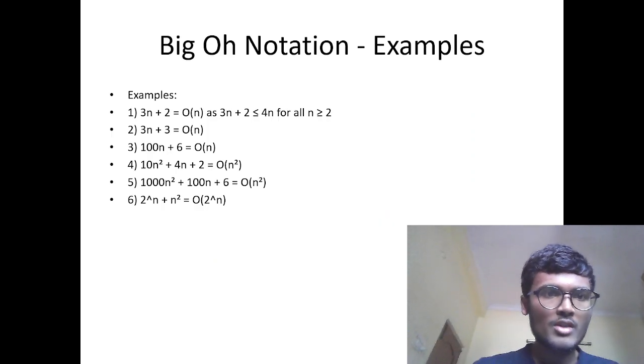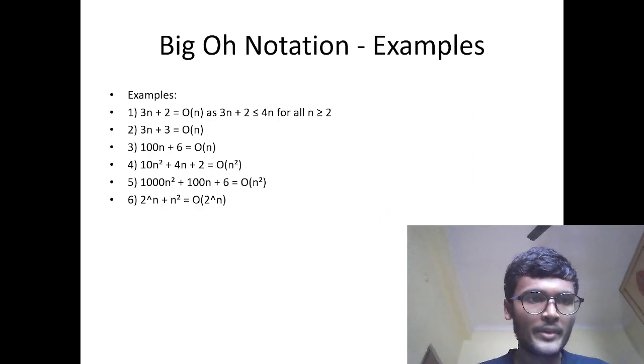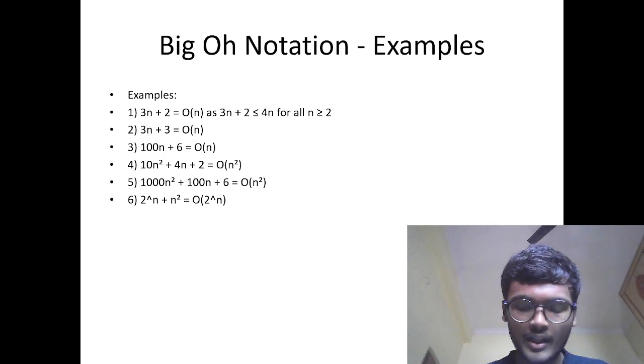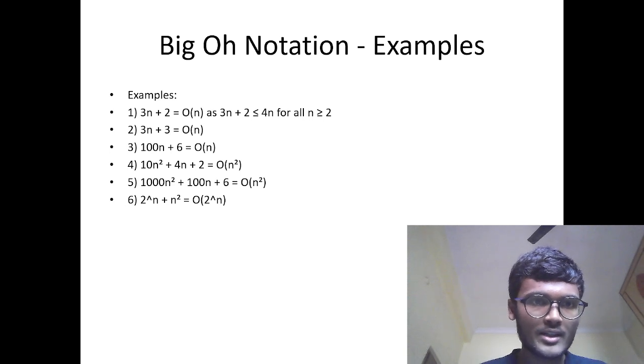Now the example of the big O notation is 3n plus 2 equals O of n, as 3n plus 2 is less than or equal to 4 into n for all n greater than or equal to 2. If we keep the n value 3, then 3 into 3 plus 2 is 9 plus 2, which is 11, which is less than or equal to 4 into 3, which is 12. 11 is less than or equal to 12, so the condition is satisfied. And for the remaining examples we can also see the linear and quadratic examples.